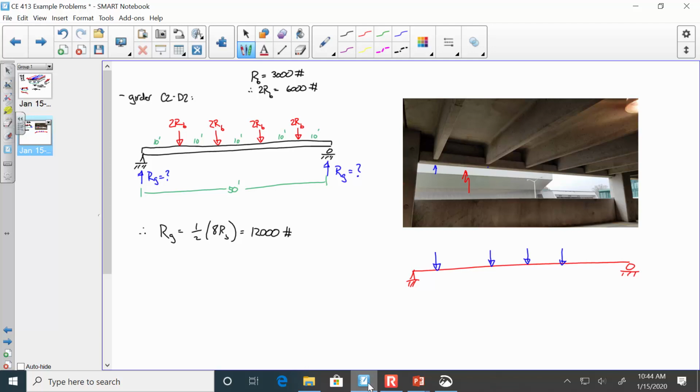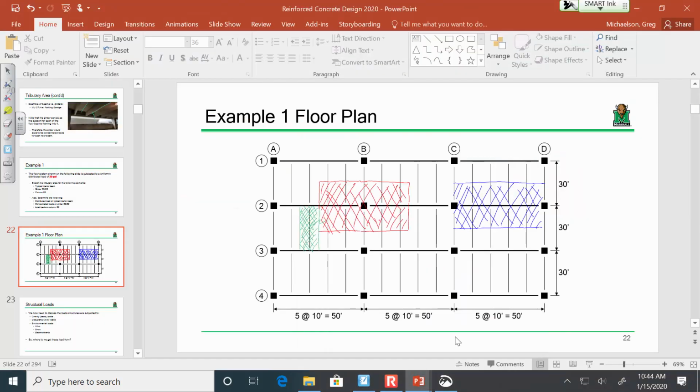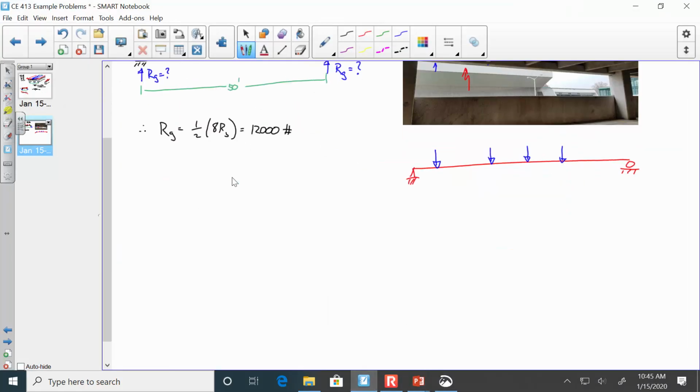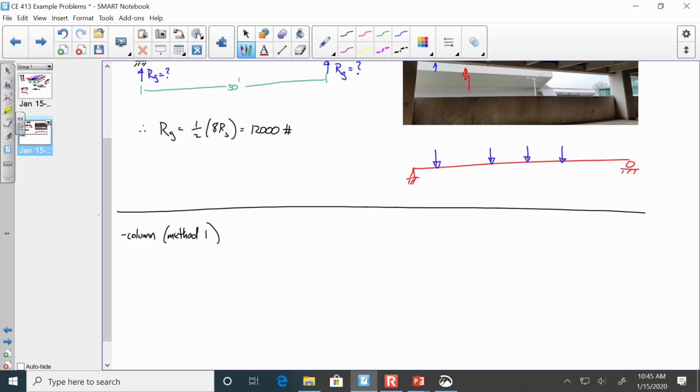Here's where things get really neat. You're going to like this. The columns, there's 2 ways to do it. We'll show you the columns real quick. Somebody help me out. What is the tributary area of this column? How wide is this? What's the width this way? 50. What's the width this way? 30. 30, right? Okay. So, watch this. So, I'm going to say column method 1, column method 2.